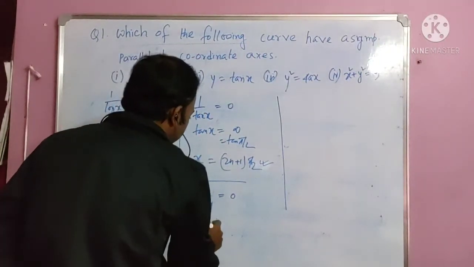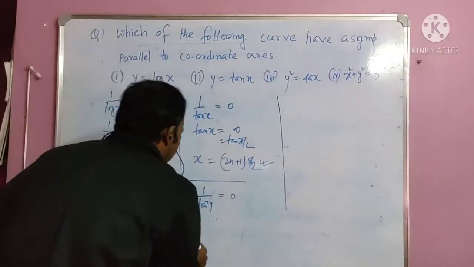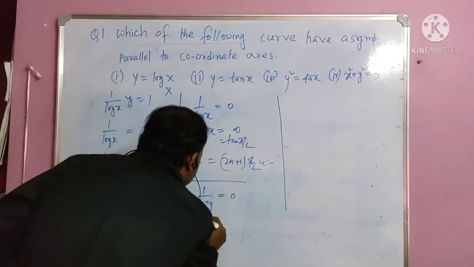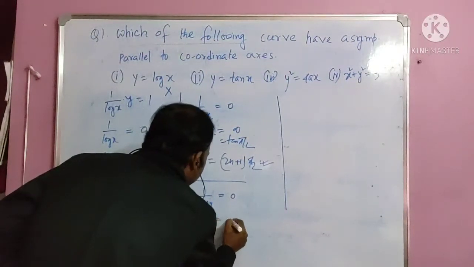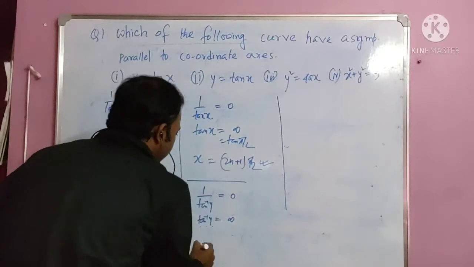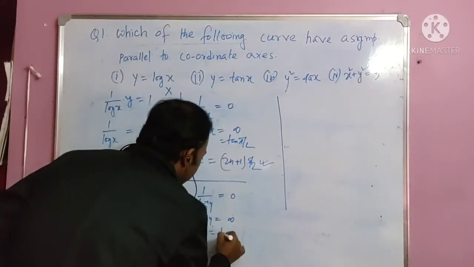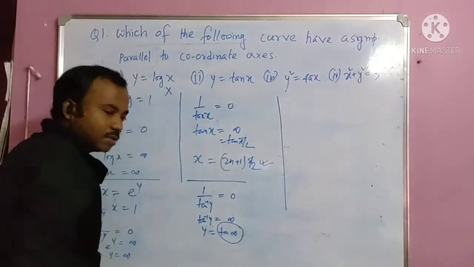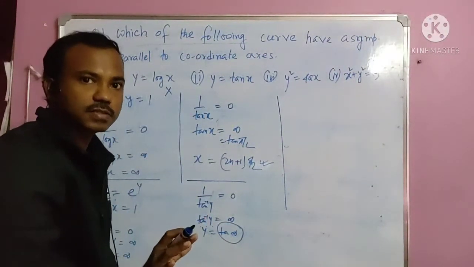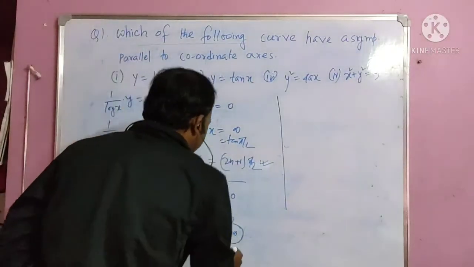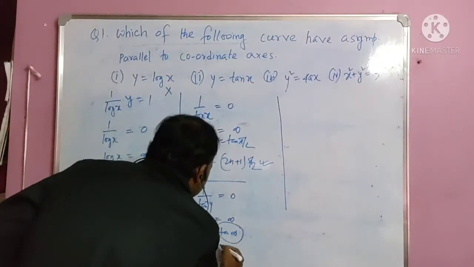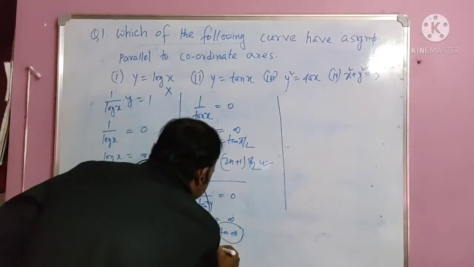And using calculation, let me calculate these portions too. Tan inverse y equals infinity. y equals tan infinity. Now see, tan infinity, there is no such thing. So y can't have a finite value. Not decidable.